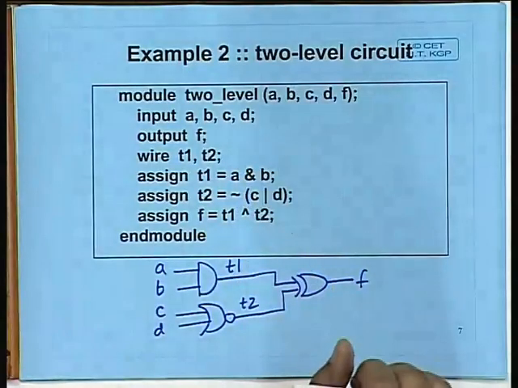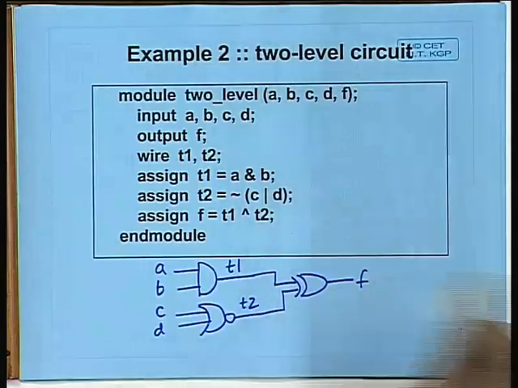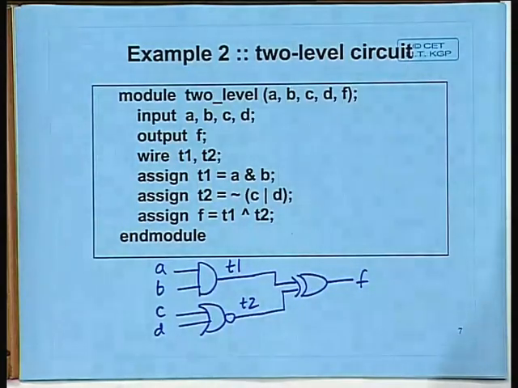Sir, as you said, these statements are parallel statements. So can we write the third assign line before the second line, like assign f is equal to t1 caret t2? That is the problem that can occur. I will come to the example and come back to your answer a little later. That means, what if you write this before t1 and t2? Yes, there is a problem that may arise there. I will come to that shortly.